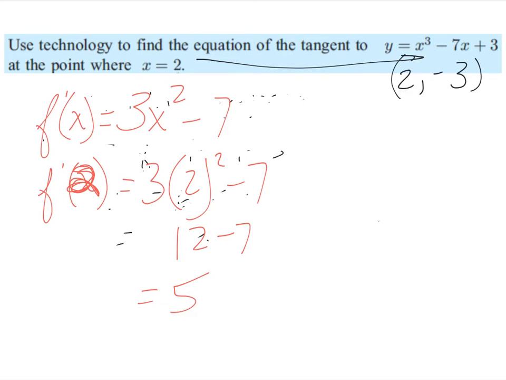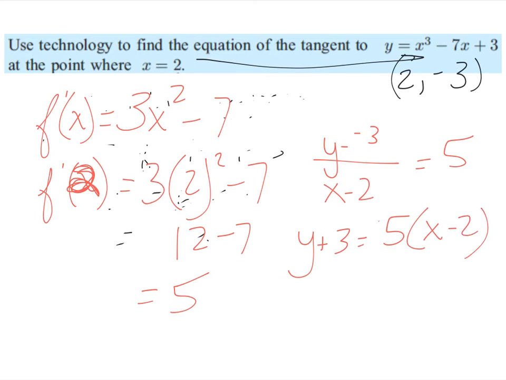So now we're going to do y minus negative 3 over x minus 2 equals 5. So then we get y plus 3 equals 5 times x minus 2. y plus 3 equals 5x minus 10. Subtract 3 and we get y equals 5x minus 13. That is the equation of our tangent line.